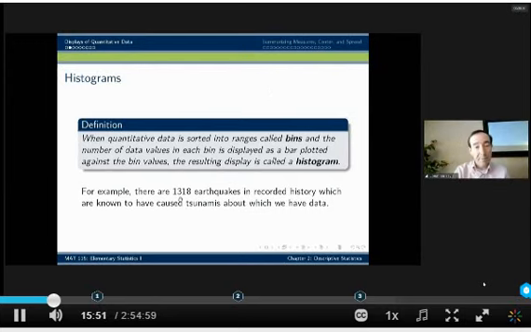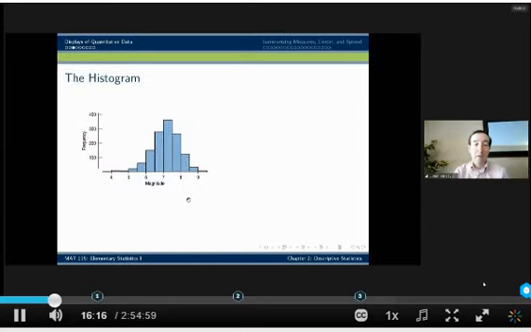Okay, so this data is actually a little bit dated. It's about 5 or 6 years old, but I'm still going to go with it as written. So the example that I'm going to use here comes from a different textbook. There were 1,318 earthquakes in recorded history as of that time that were known to have caused tsunamis, and again, about which we have data. That last part is also important. We can't really include it in our data if we don't have data about it.